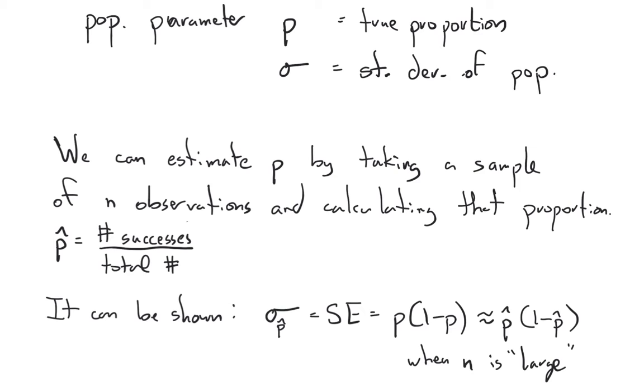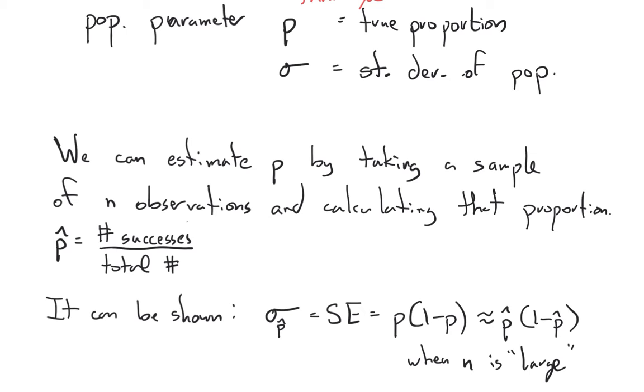So here's some notation. When we're talking about the true proportion, we use this lowercase p here. So this is akin, you're thinking of this like mu, like a population mean. But because it's a proportion, we just use the letter p instead. And the standard deviation of the population, we still use sigma for that.